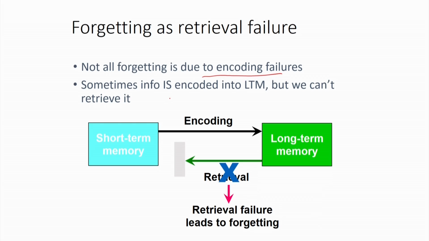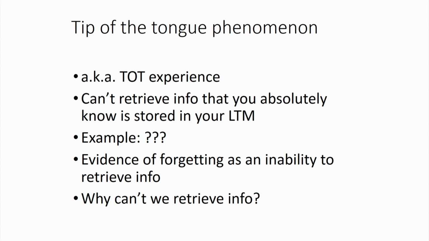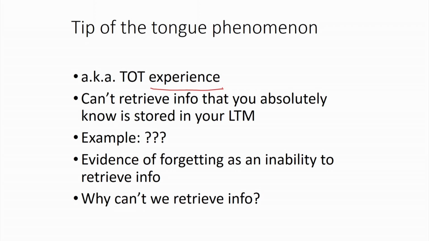So, sometimes information is encoded in LTM, but it does not come back. So, you see, this is short term memory, encoding is done, but it does not come back. These are called retrieval failure leading to forgetting. So, what are some common examples there? One common example is the tip of the tongue phenomenon, the TOT phenomenon.